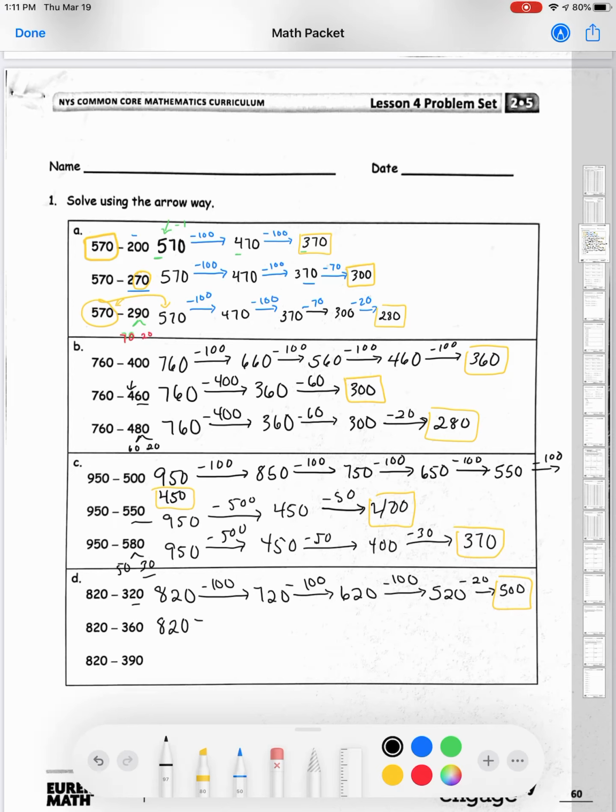820 minus, let's do 300. And that would put me at this answer right there, because 100, 200, 300. So that would put me at 520. And then if I take away 20, that puts me at 500.